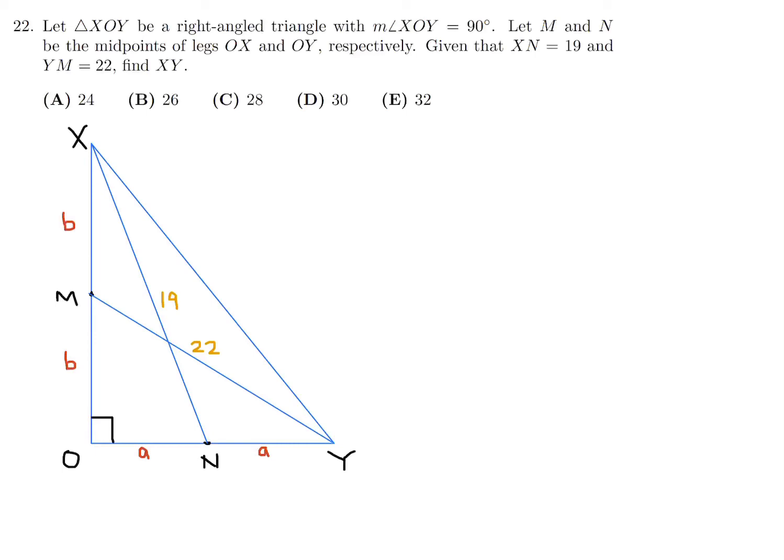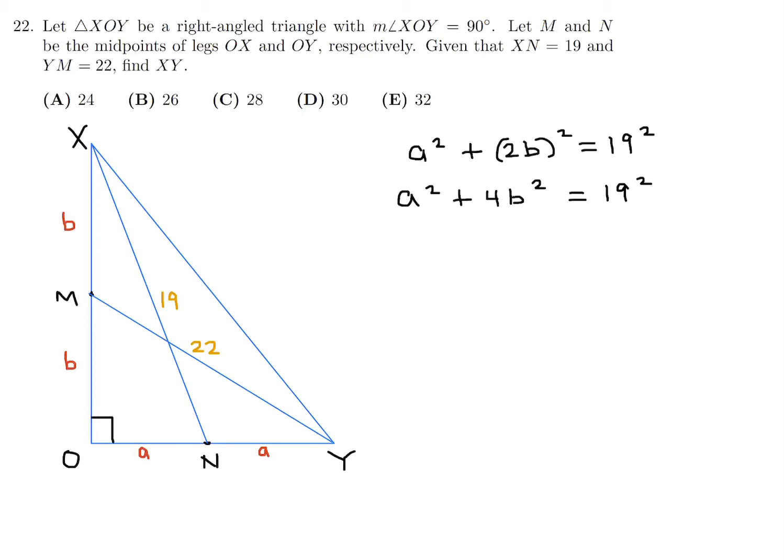So the first triangle I'm going to look at is this one, XON. That one will give me the following Pythagorean relationship. The base is A squared plus 2B squared is equal to 19 squared. Correct? So this is A squared plus 4B squared is equal to 19 squared, like that. And that's pretty much as far as we can get.